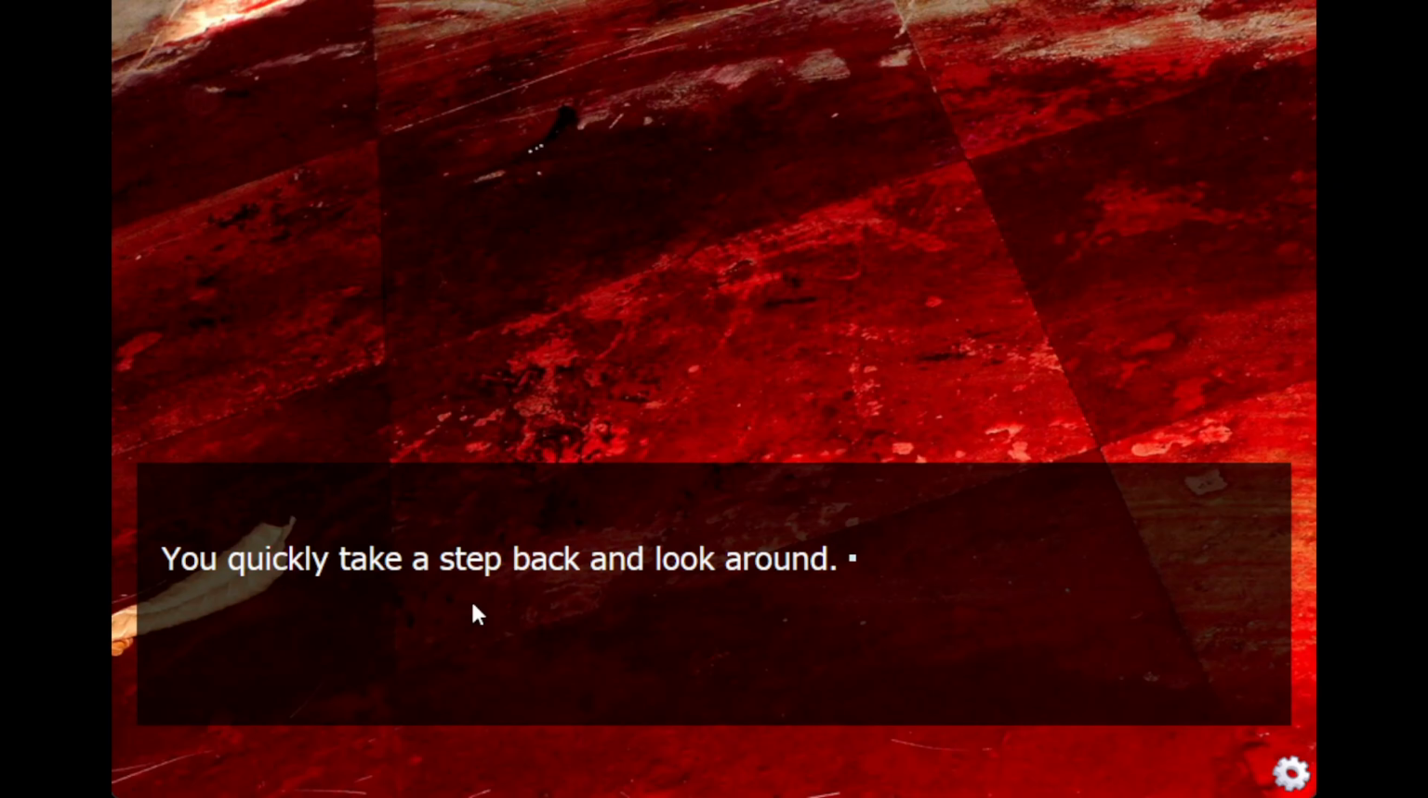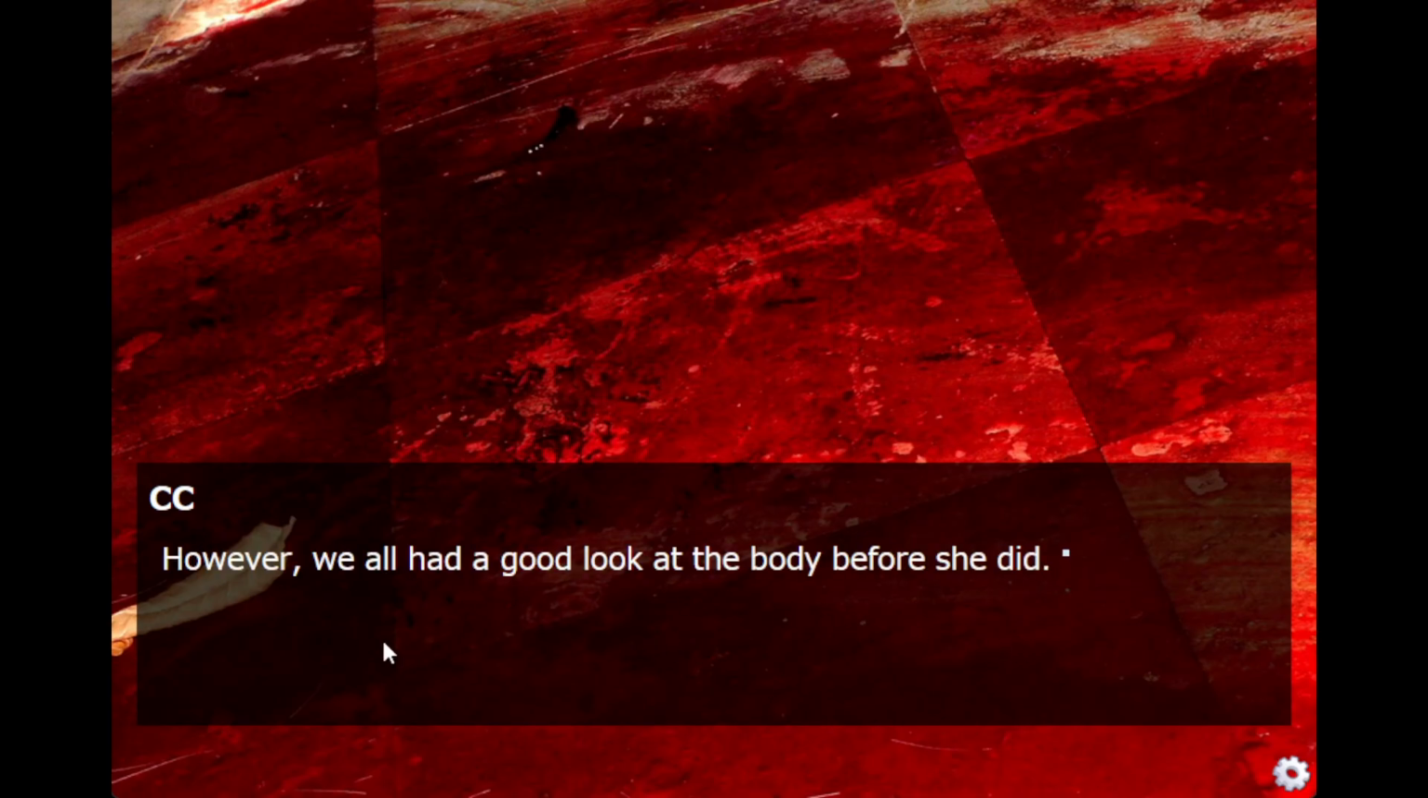Quickly take a step back and look around. However, you can't see anyone in the room. Cece notices your confusion and speaks. The body is not here anymore. Miral snapped it away and gave us an autopsy report instead. The Monokuma file? However, we all had a good look at the body before she did. It's Jack. Jack is the victim.